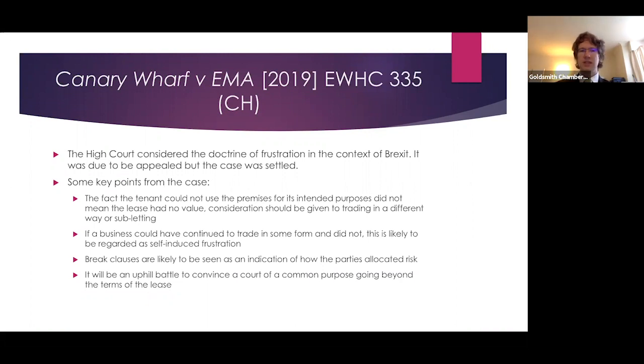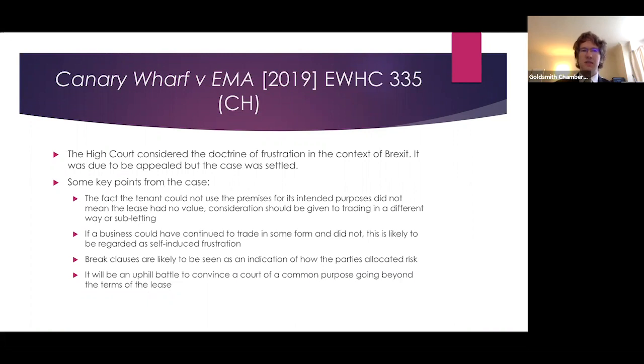If you're not trading, not because you can't, but because you've chosen not to, we've got arguments about whether you could properly social distance or the like. Here, I think there's a real risk that what the court's going to say is this is self-induced frustration. You're really going to be looking at areas where you simply can do nothing with that property.